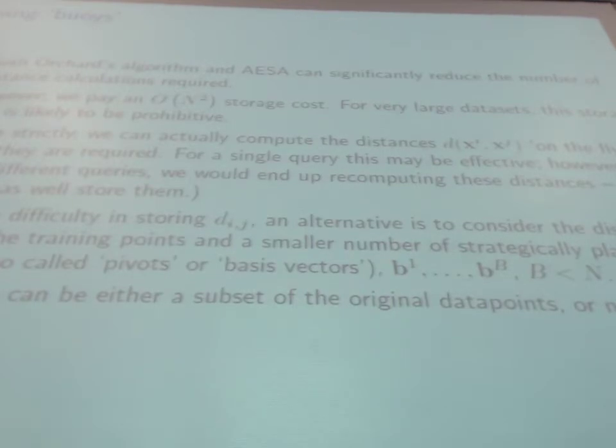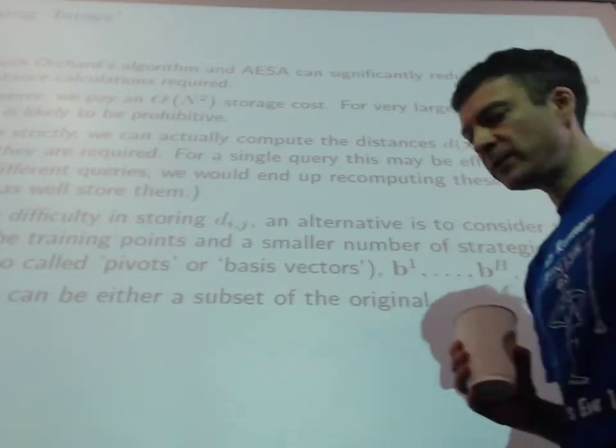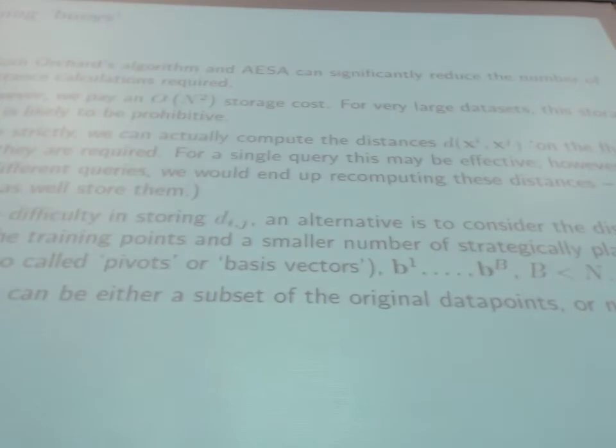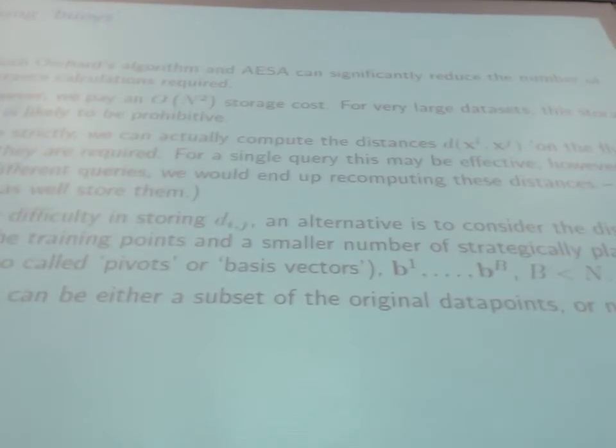But there's an obvious problem here, which is that it's going to be in general expensive to store this distance matrix. If you've got 10 million data points, you don't really want to be storing this 10 million by 10 million matrix of distances. So what can you do? There are various things you could do. One of them I like to call using buoys. It's got different names; some people call them pivots, basis vectors. I'm going to use this terminology.